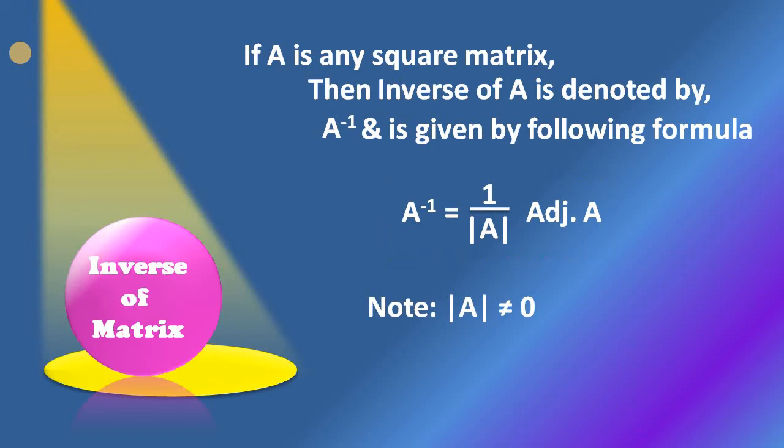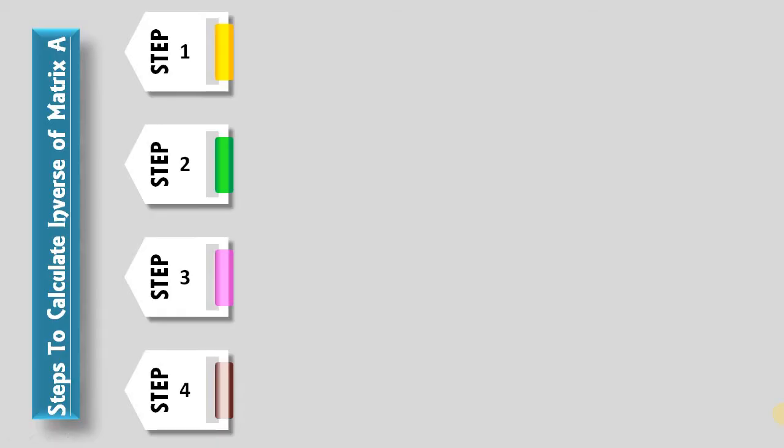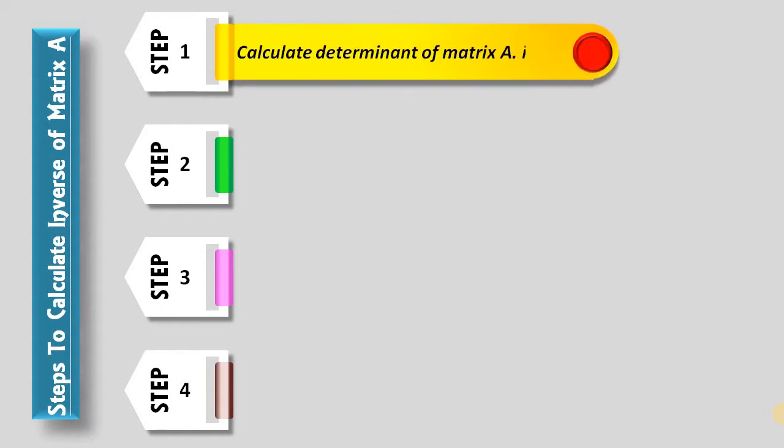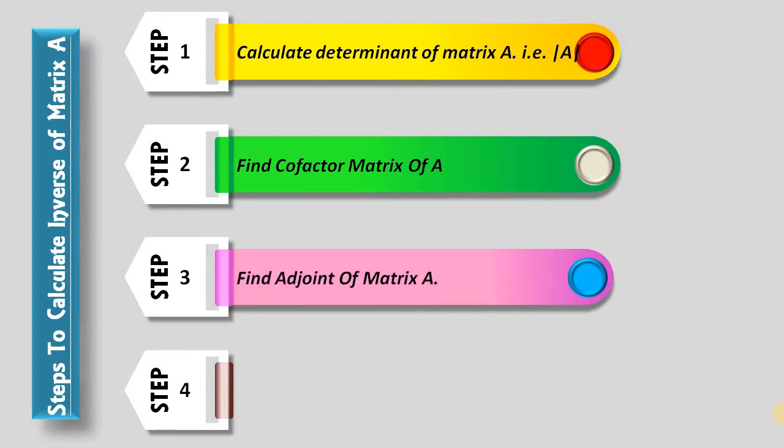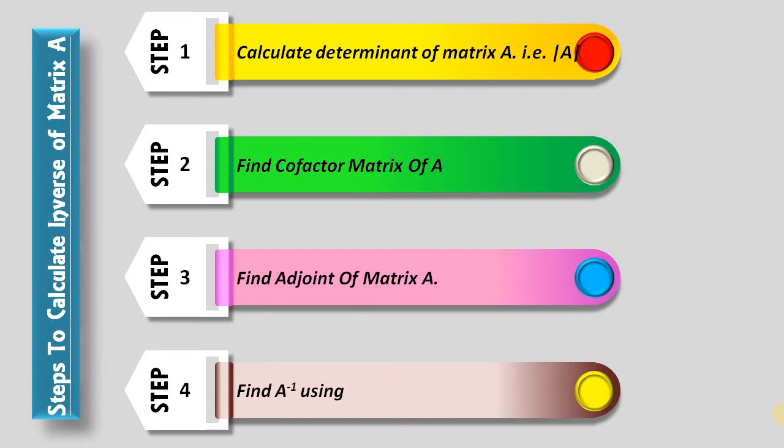I will repeat the formula again. A inverse is equals to 1 upon determinant of A into adjoint of A. So let's see what are the steps to calculate inverse of any given matrix A. Step 1, calculate determinant of matrix A. Step 2, find cofactor matrix of A. Step 3, find adjoint of matrix A. And step 4, find A inverse using the formula. What is the formula? 1 upon determinant of A into adjoint of A.